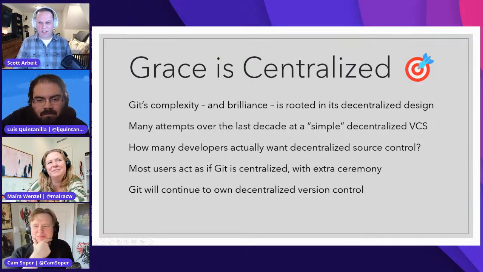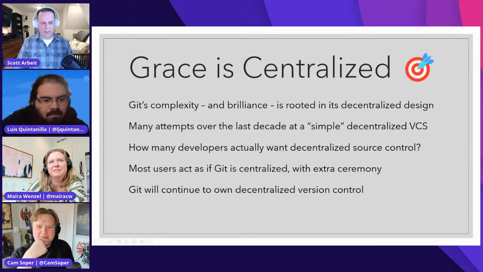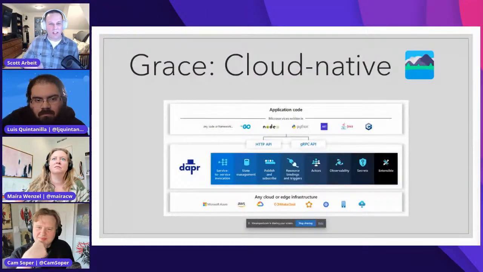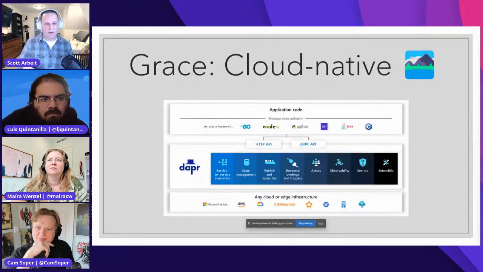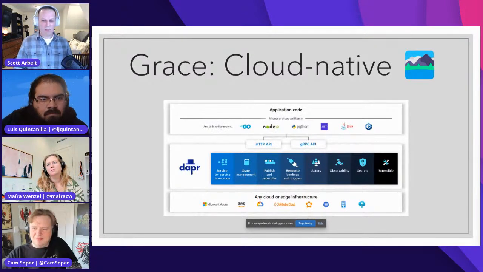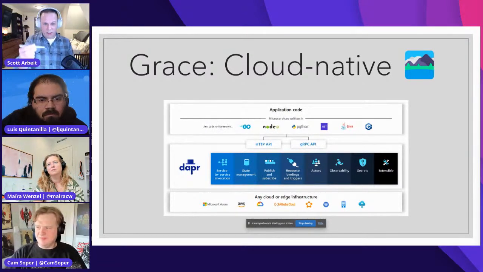So Grace is cloud native. Grace uses Dapr, and I want to pull up the chart for Dapr, so I'm going to reshare my screen real quick. For those who've seen Dapr, yay! If you haven't, Dapr is this amazing distributed application runtime. It's this thing in the middle where you write your code to use the Dapr API, and then at runtime, you plug in the services that you want Dapr to actually use.